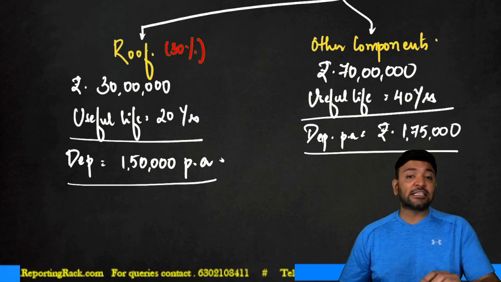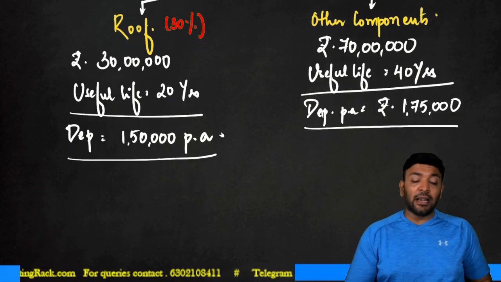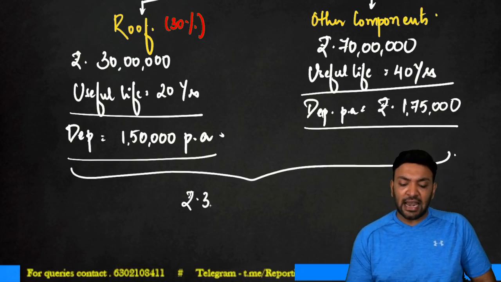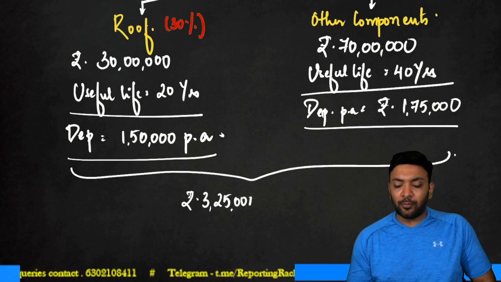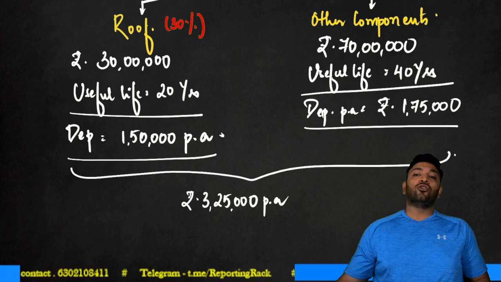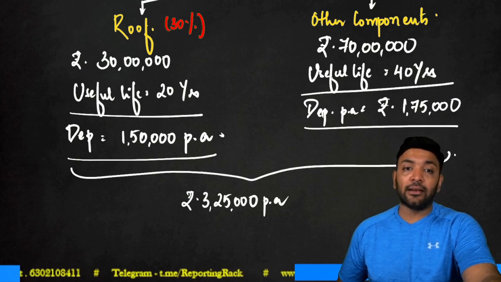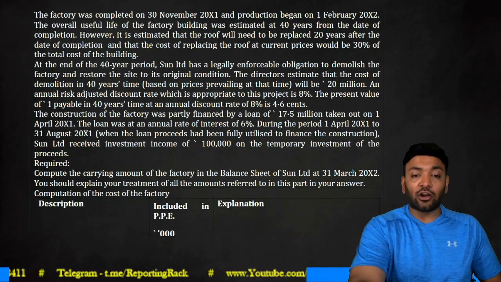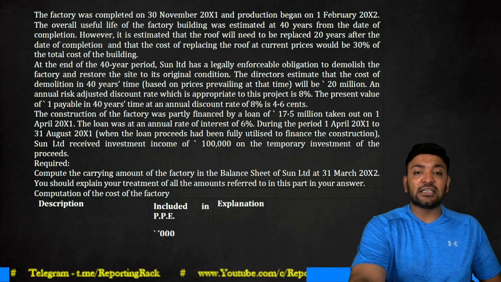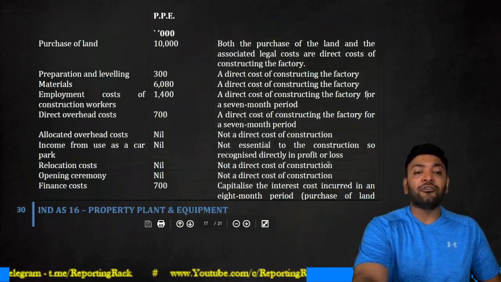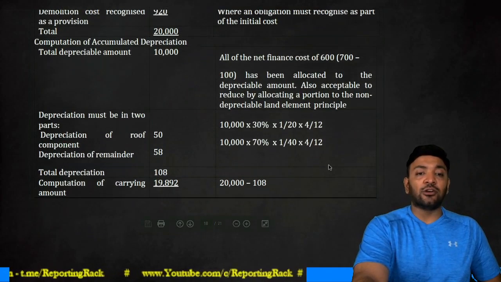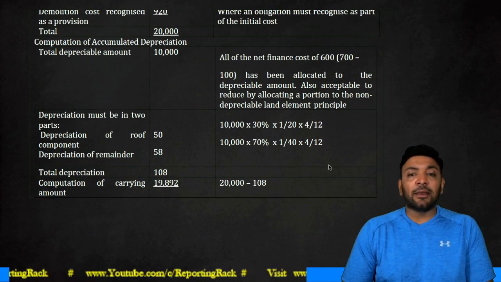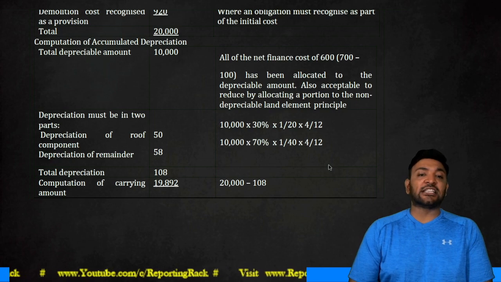So what is the total depreciation to be charged on the entire factory building? Both put together, the annual depreciation would be about 3,25,000 rupees per annum, which will be charged every year into the P&L. Clear? So let's look at the solution. I think they were right and we were wrong as far as the computation is concerned, because they have got their calculation of demolition cost absolutely right. Yes, 30% into 1 by 20 is what depreciation should be considered.